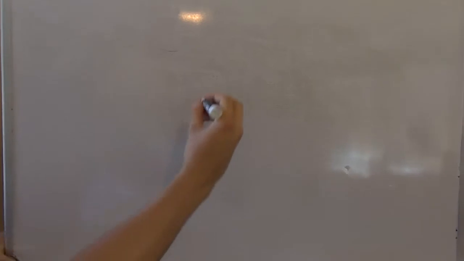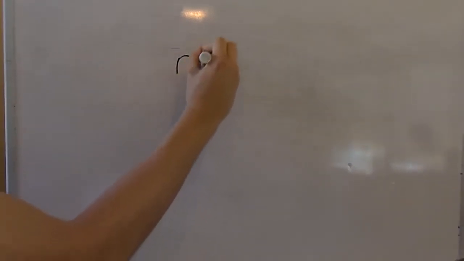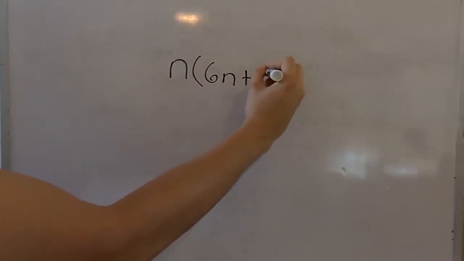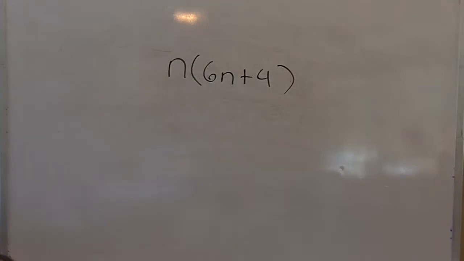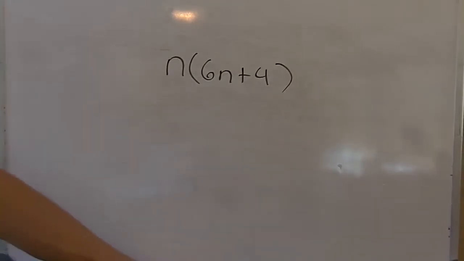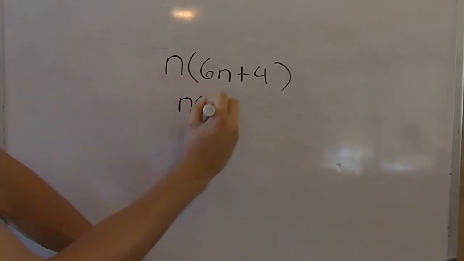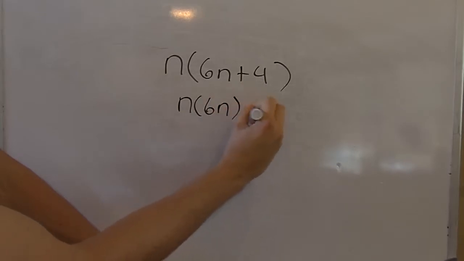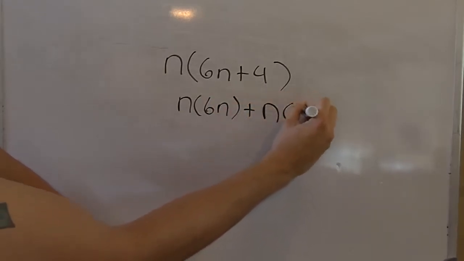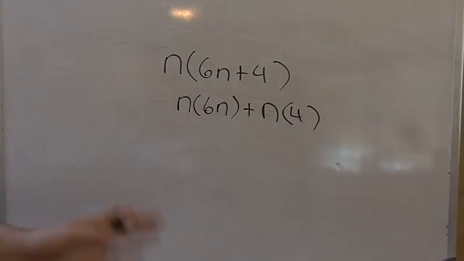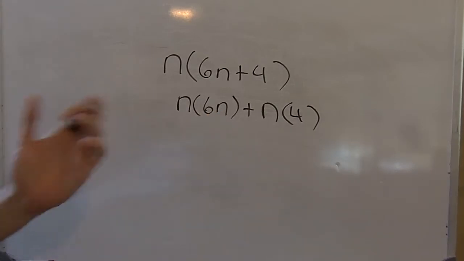So let's take n as the monomial on the outside. We're going to put 6n plus 4 on the inside. So again, you're going to take the number or a variable on the outside and multiply by everything inside. I'm going to do n times 6n plus n times 4. N times 6n really means n times 6 times n. You can multiply them in any order you want.